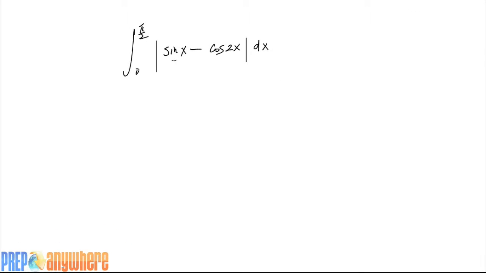Okay, so let's visualize sine x and cosine of 2x. Sine of x, and we only care what it looks like from 0 to pi over 2. So sine of x looks like that.